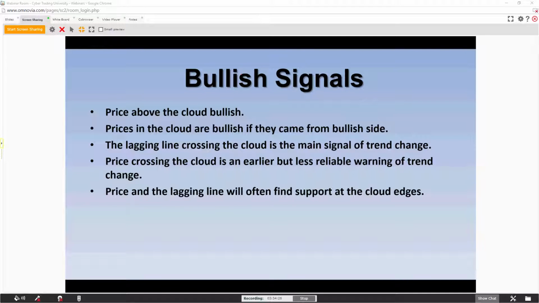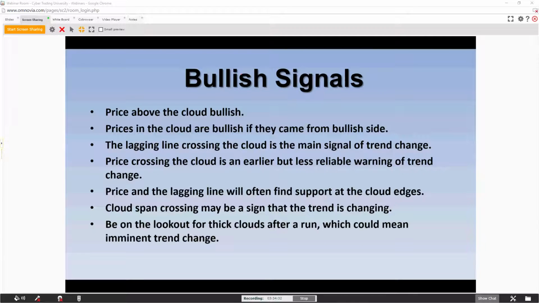Price and lagging line often will find support at the cloud's edges, and the cloud span crossing may be a sign that the trend is changing. Be on the lookout for thick clouds after a run up, which could mean that the trend is about to change.